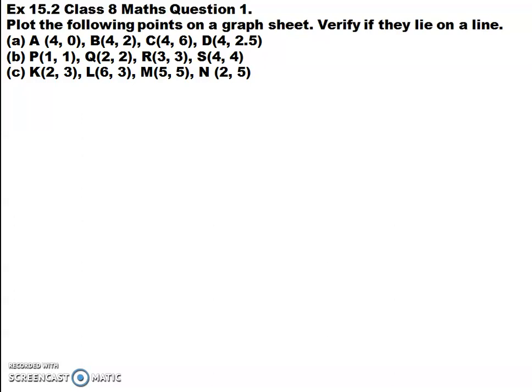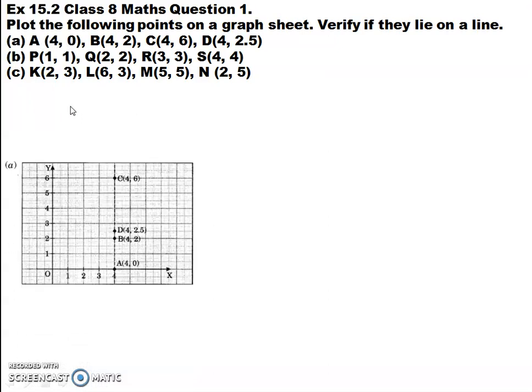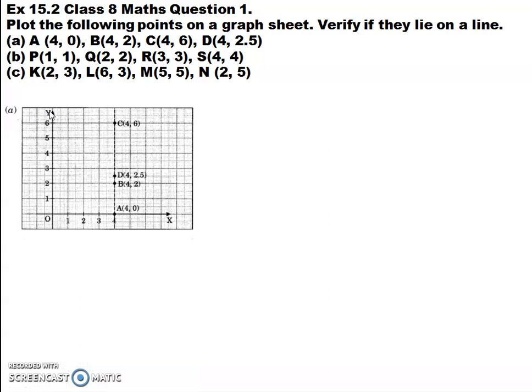Let's see the first question. Here you have 4 points A, B, C, D. Students, these are the name of the point. The first point is 4, 0 and the name of the point is A. Let's see. See, we have plotted y-axis, x-axis. Now 4, 0. First you have to move 4 points to the right and 0. So you don't need to go up. So this is your point A, 4, 0.